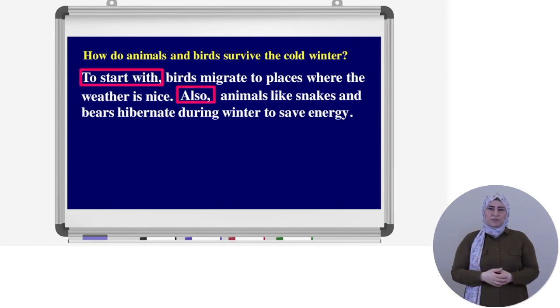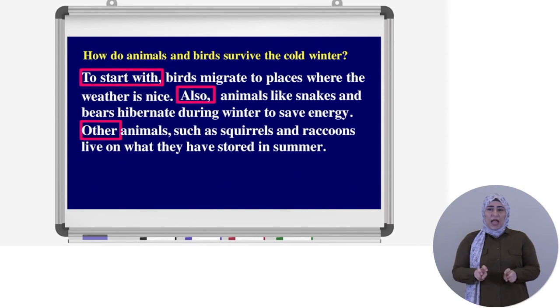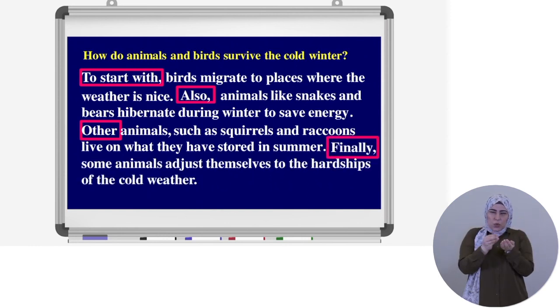And I want to add, so I said other animals, such as squirrels and raccoons, live on what they have stored in summer. Finally, or in the end, or to sum up, or you can use any connector according to what is asked from you. Finally, here is proper. Some animals adjust themselves to the hardships of the cold weather. And this is how we paraphrased, connected our ideas, and put them in one paragraph. Don't forget 4 ideas.